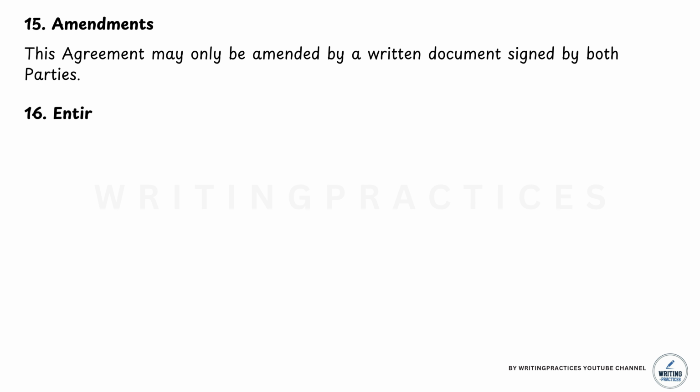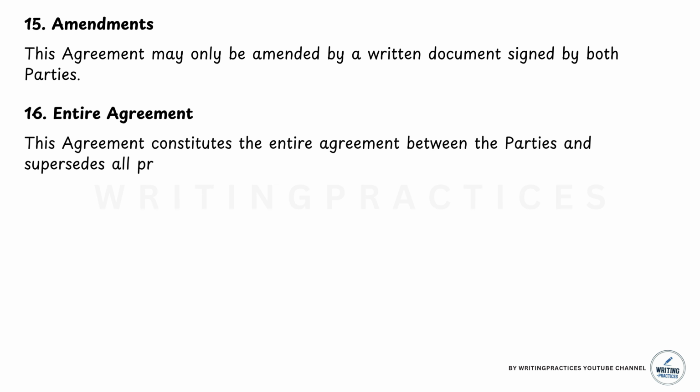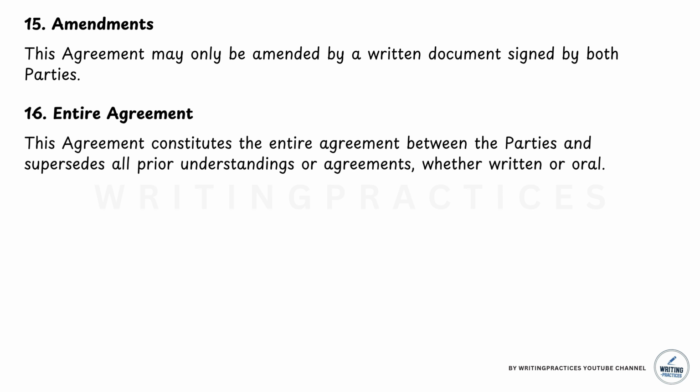Point number 16. Entire agreement. This agreement constitutes the entire agreement between the parties and supersedes all prior understandings or agreements, whether written or oral. This clause confirms that this document is the full agreement. This is important because it prevents reliance on outside discussions. Legally, it strengthens enforceability.